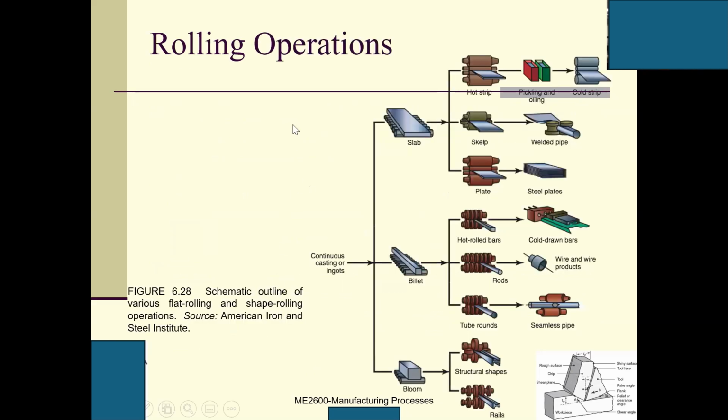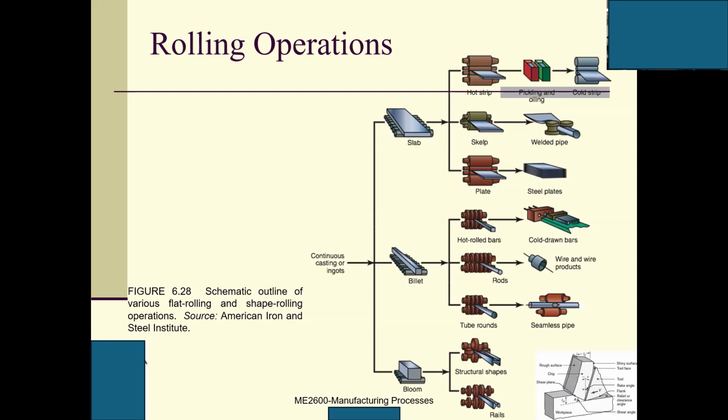So these are rolling operations, and they are continuous. We might have continuous casting of ingots into the workpiece, which is the raw material. Then we have slab, and we have billet, and different groups. The slab gives the hot strip, skelp, and plate. And for the billet, we have hot rolled bars. These are rolled bars you can see.